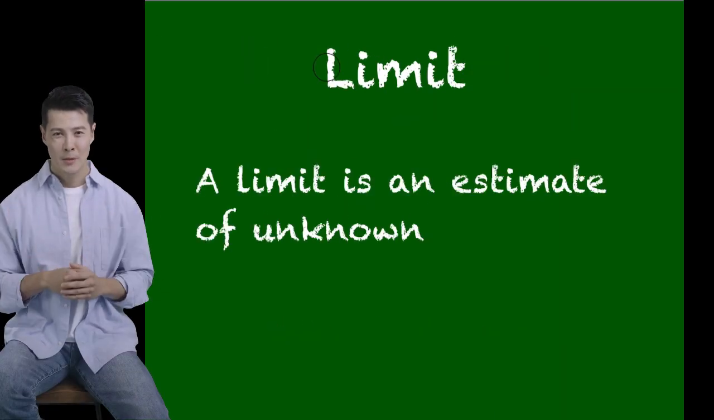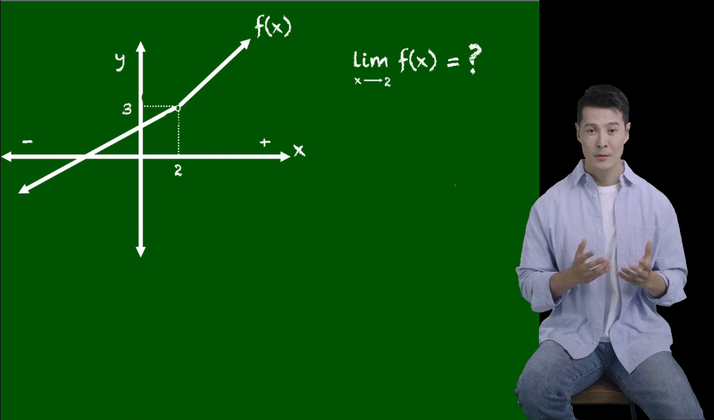Simply put, a limit helps us estimate an unknown value. We often play estimation games. For example, let's look at this sequence. 1, 2, 4, 5. I'm sure everyone has already figured out that the missing number is 3. Of course, that's not a limit. Now, let's solve our first limit question together.